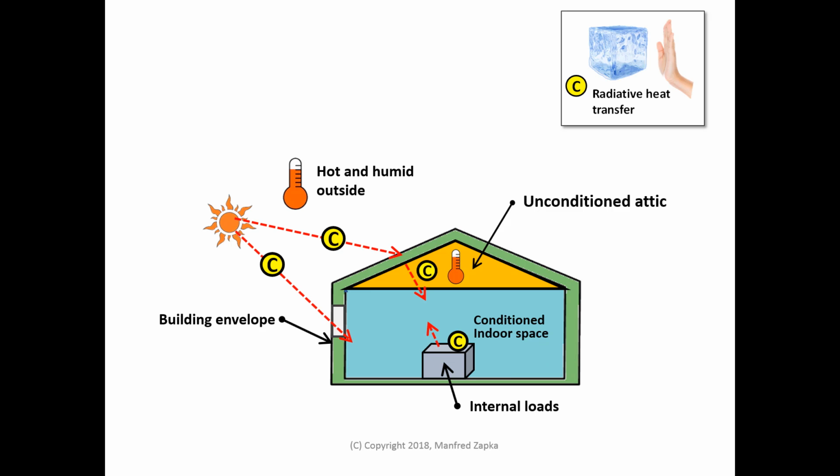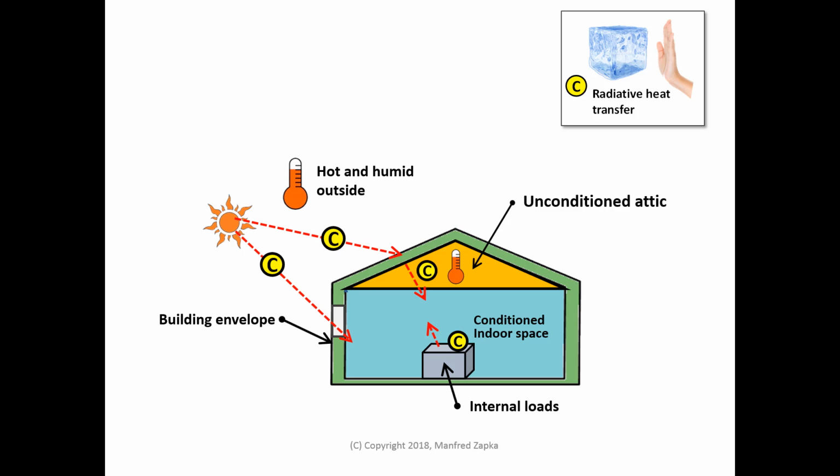Radiant heat transfer is identified as C in this figure. Radiative heat from the sun strikes the outside of the building envelope, heating walls and the roof. Radiant heat also enters directly into the indoor space through windows, thereby heating indoor surfaces. Indoor surfaces, which are heated from the conductive and convective heat transfer, are causing radiant heat transfer inside the building.